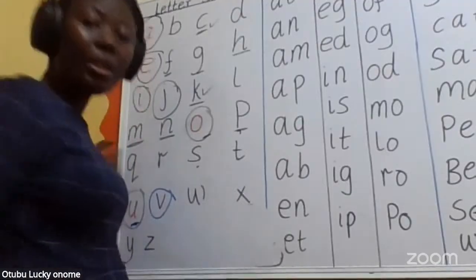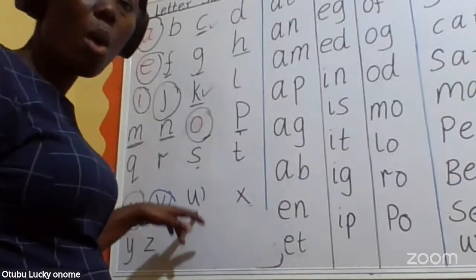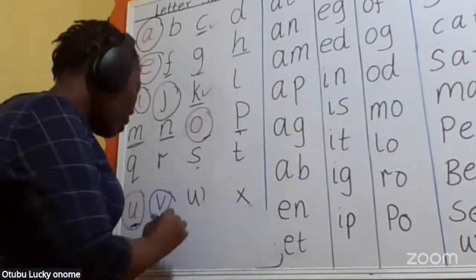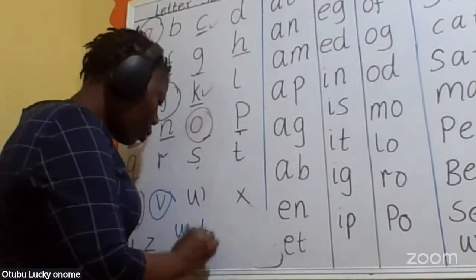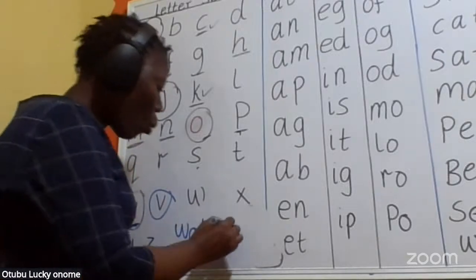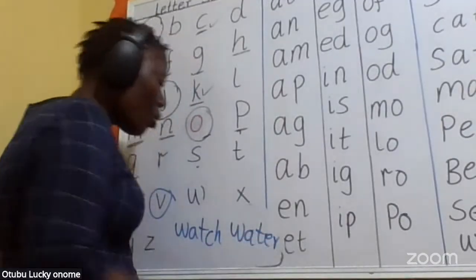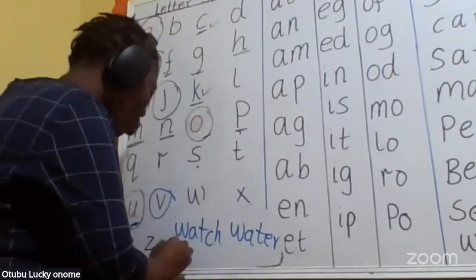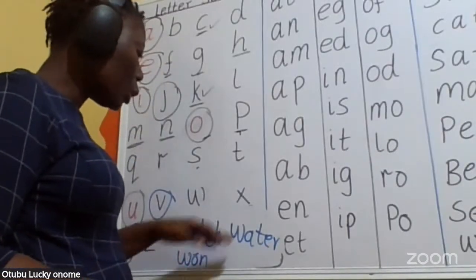The next sound is w, w, w. We have it in words like wash, water, one, watch.